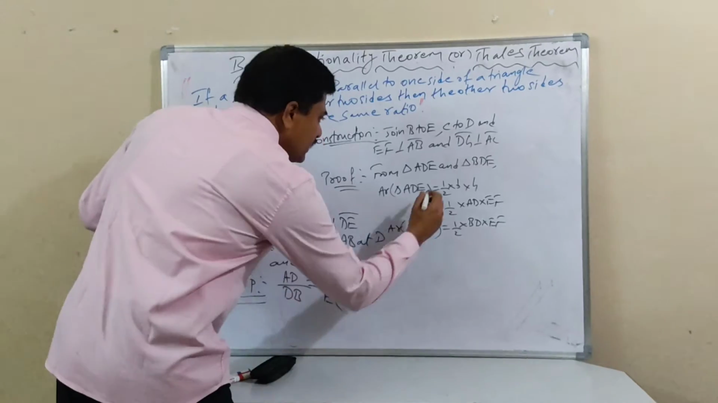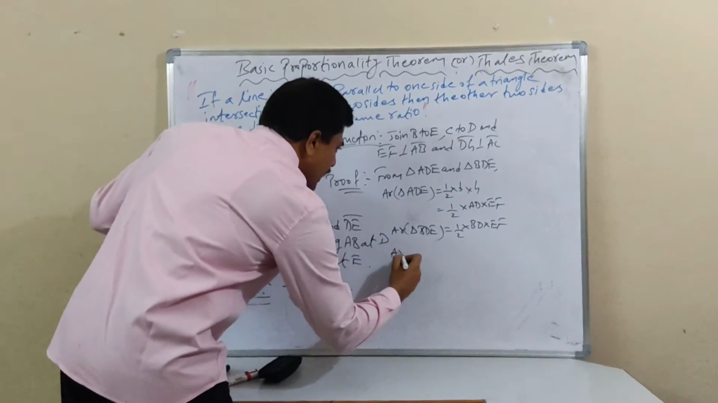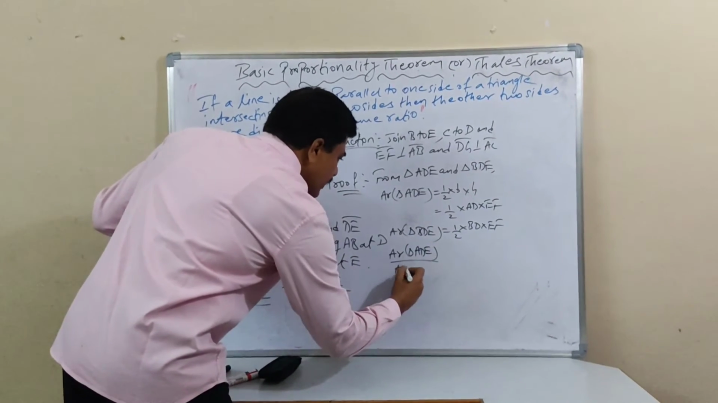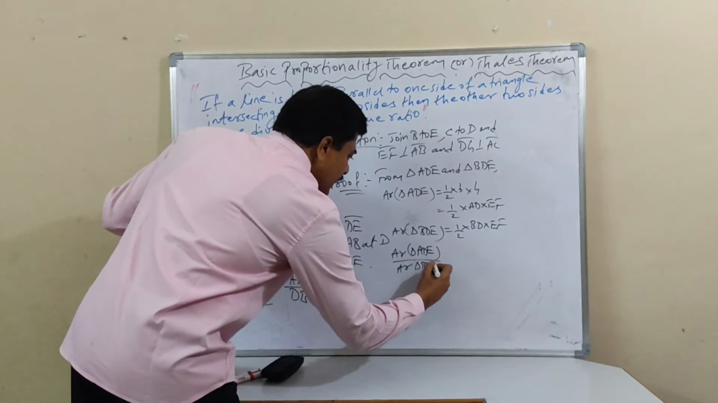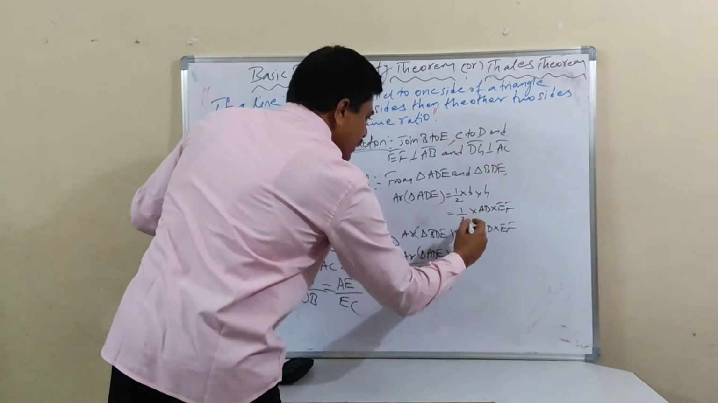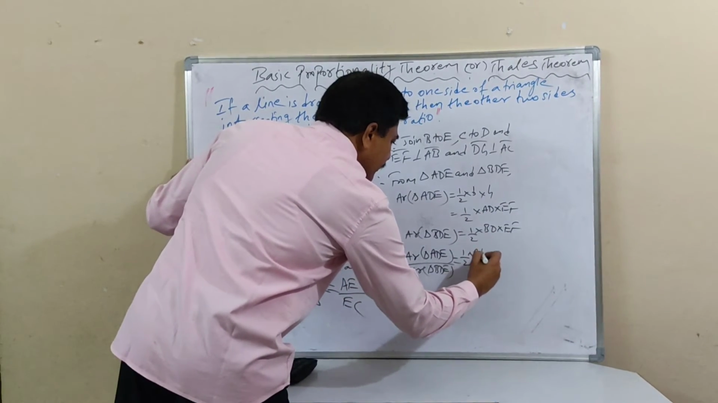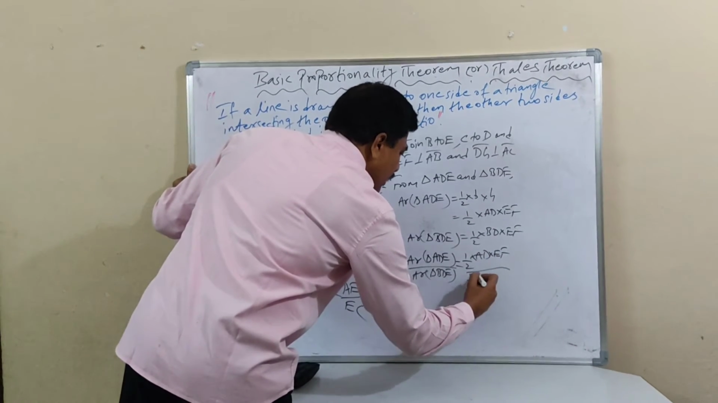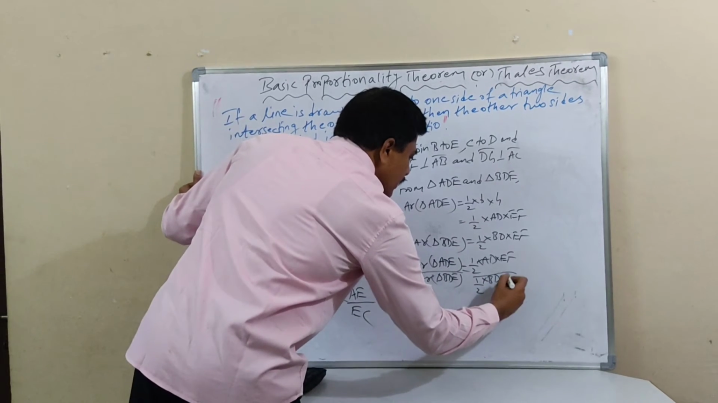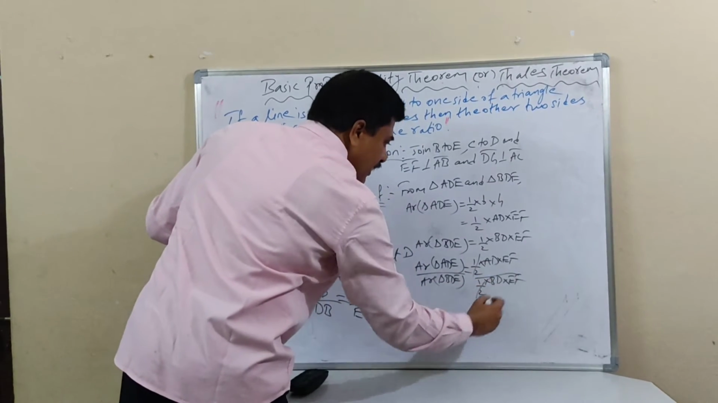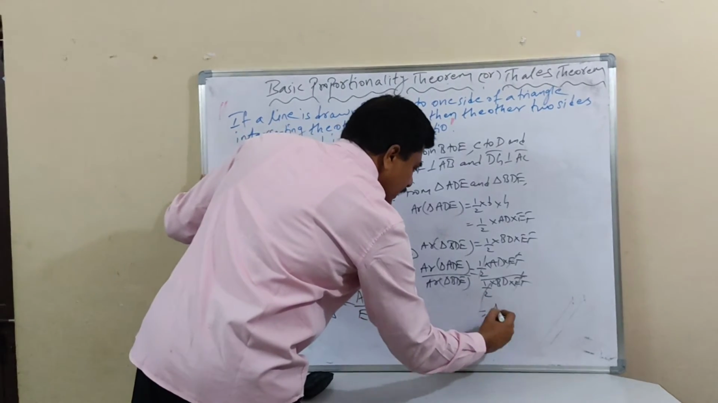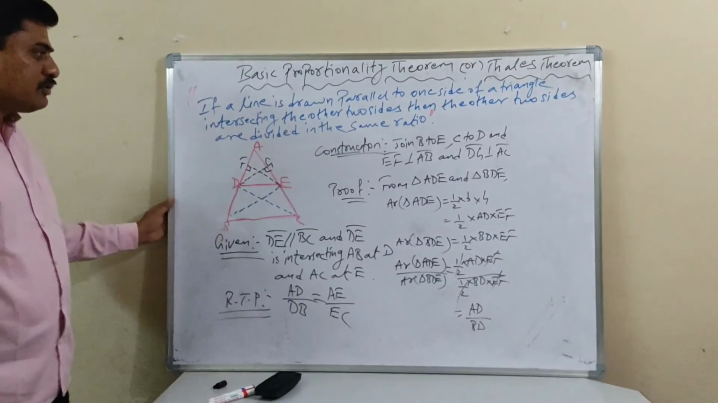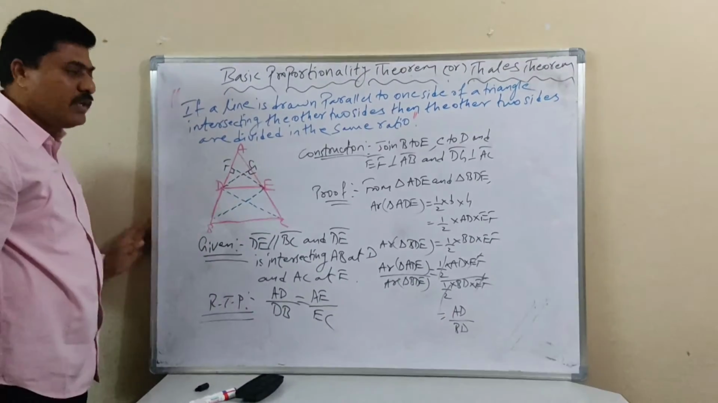Now here, I am dividing, students: area of triangle ADE divided by area of triangle BDE. So what we get here? Half AD into EF divided by half BD into EF. So we can cancel half and half, EF and EF. So I got AD by BD. Hope my students have understood. So here I have proved this.